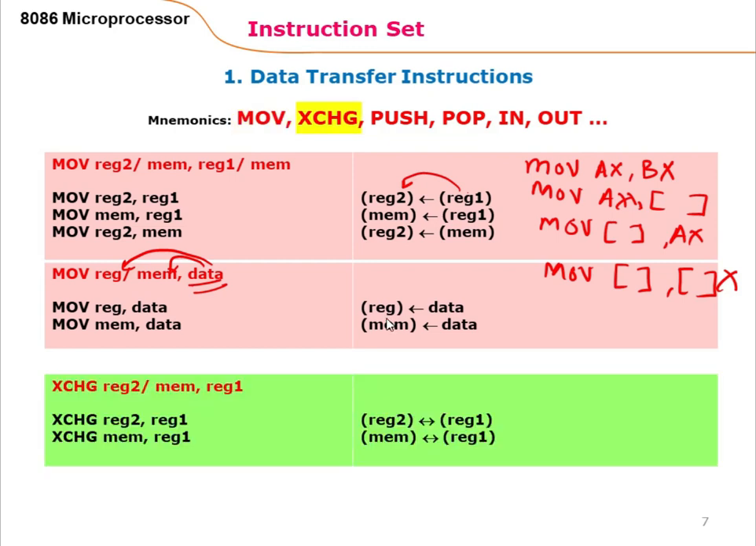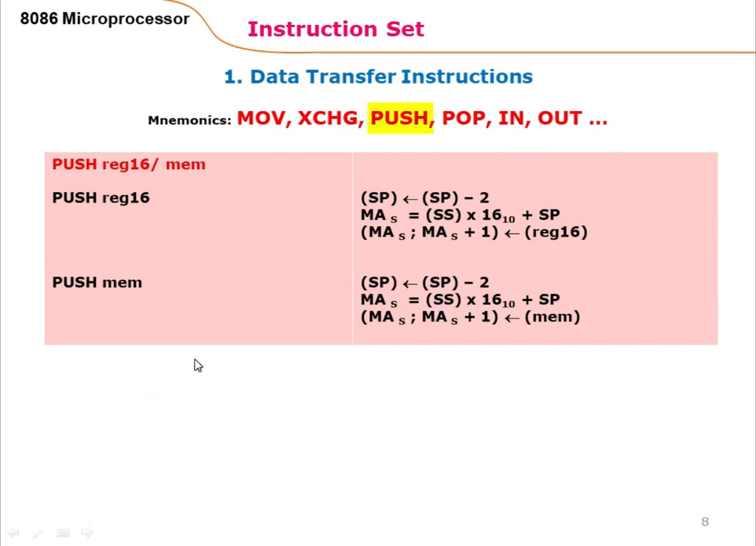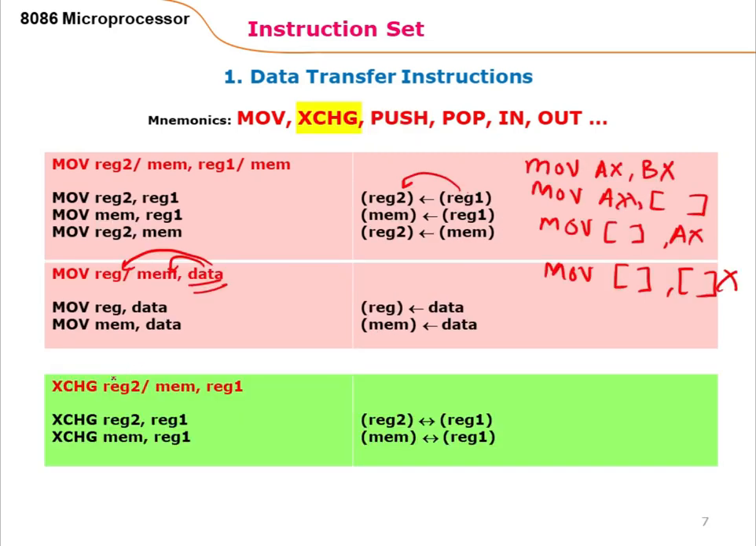The next instruction is the exchange instruction, XCHG. Here the destination must be a register or memory, and the source is a register. The contents of two registers, or of a memory and a register, get exchanged. We cannot use memory, comma, memory, so the exchange between two memory locations cannot happen here.